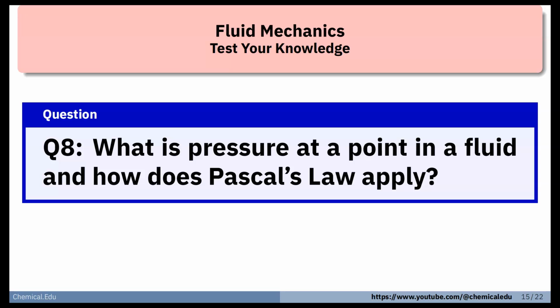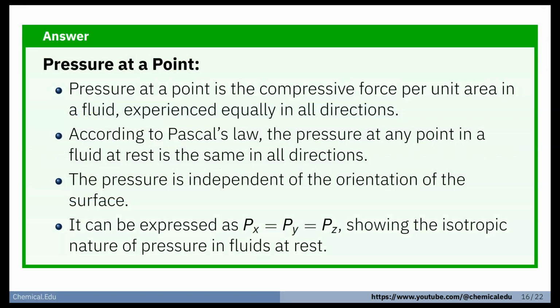What is the pressure at a point in a fluid and how does Pascal's law apply? Pressure at a point is a compressive force per unit area in a fluid, experienced equally in all directions. According to Pascal's law, the pressure at any point in a fluid at rest is the same in all directions. Pressure is independent of the orientation of the surface. It can be expressed as Px equals Py equals Pz, showing the isotropic nature of the pressure in a fluid at rest.